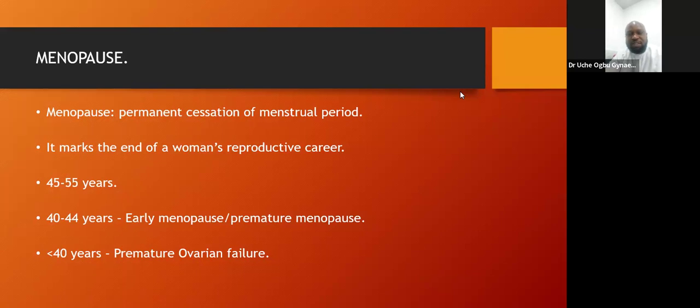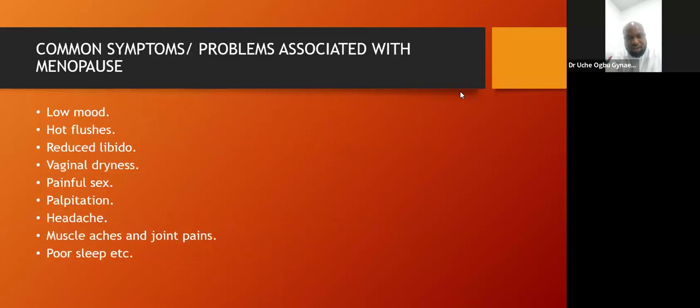And at that point, the reproductive career of the woman has come to an end. And it happens between the ages of 45 and 55 years. If it happens between 40 and 45, you call that early menopause or premature menopause. If it occurs before 40 years, you call that premature ovarian failure.